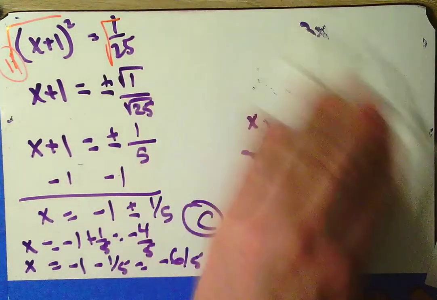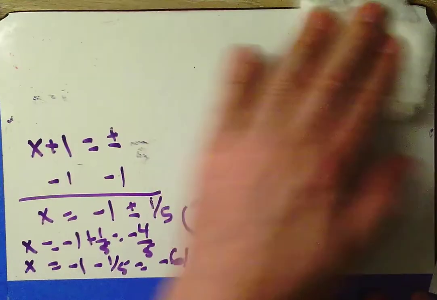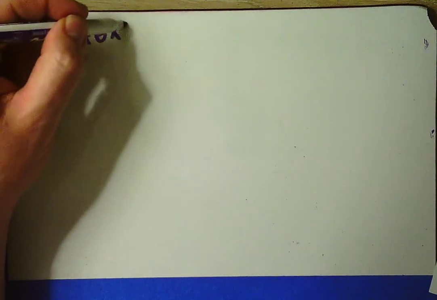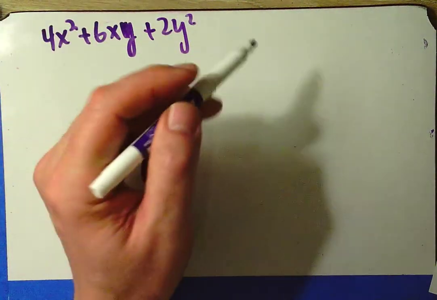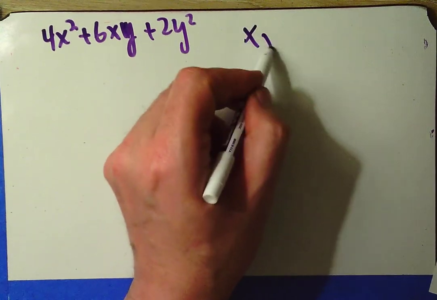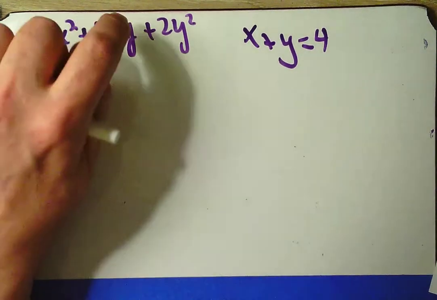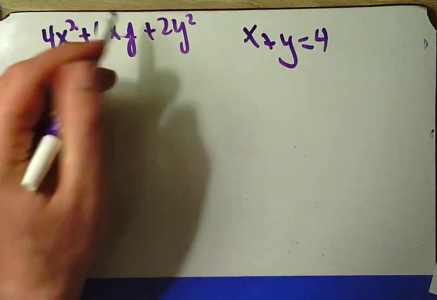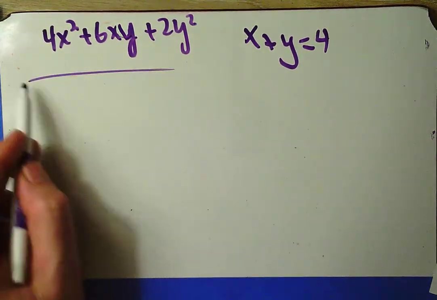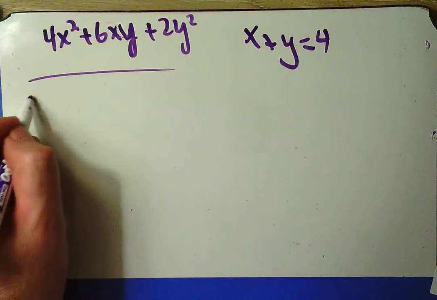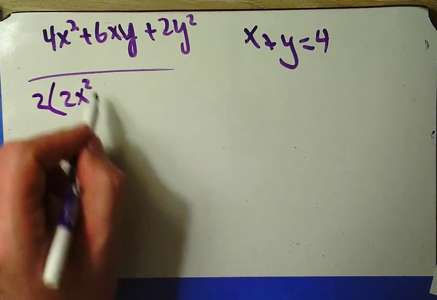Okay, problem number 12. What's the value of 2x plus y given that 4x squared plus 6xy plus 2y squared and x plus y equals 4? Well, you know, I could stare at this and say I don't know what to do, but to me, this is looking like I need to factor that. And the first thing I'm going to do is take a 2 out of everything to make my life a little easier.